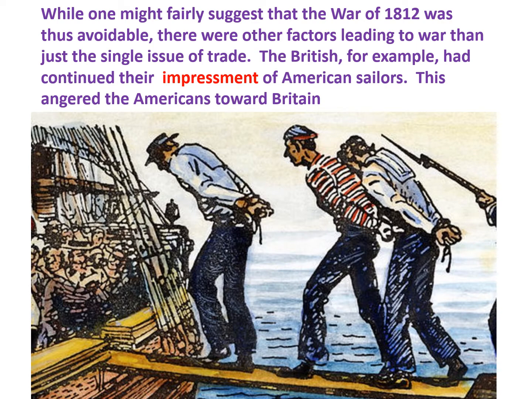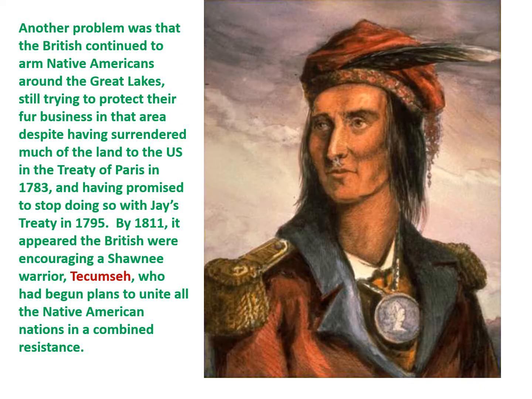But that is to ignore that there are other factors leading to war than just a single issue of trade. As the British and the French were still fighting and the British needed sailors, they had continued their policy of impressing American merchant marine sailors, boarding ships and forcing them into the British Navy. And this continued to anger Americans towards Britain. Another problem was that the British continued to arm Native Americans around the Great Lakes, still trying to protect their fur business in the area, despite having surrendered much of the land to the U.S. in the Treaty of Paris in 1783, and also having promised to do so with Jay's Treaty in 1795.